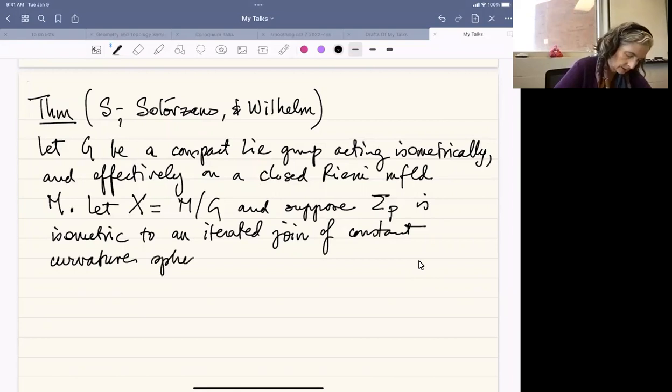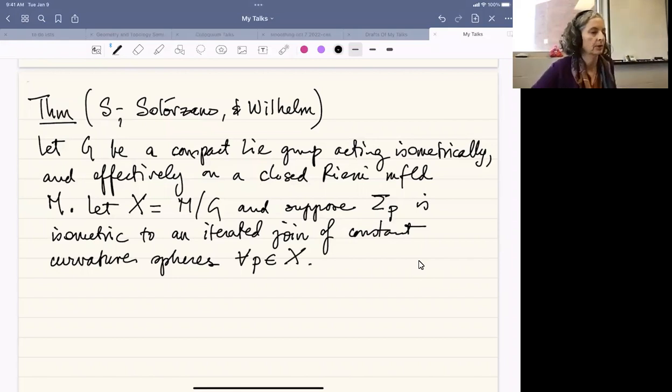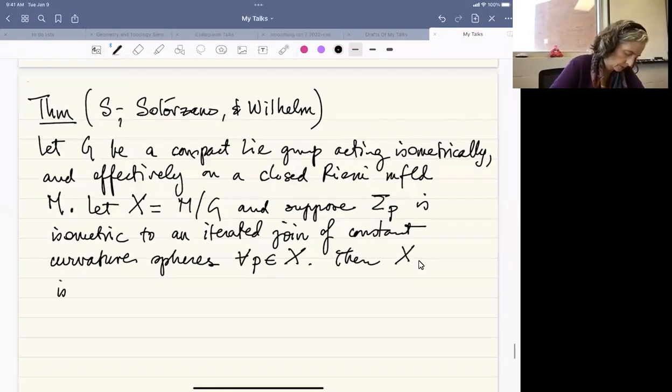Spheres, and by spheres here, I am including spheres of dimension 1. So I want to include circles here. Okay, so iterated joins of spheres are spheres, and we're just looking at constant curvature bigger than or equal to 1 in general. Then the result we get is that X is homeomorphic. Basically, we get at this point that it's smoothable, but we have some specific conditions we can place on the smoothing. So it's homeomorphic to a smooth manifold M prime.